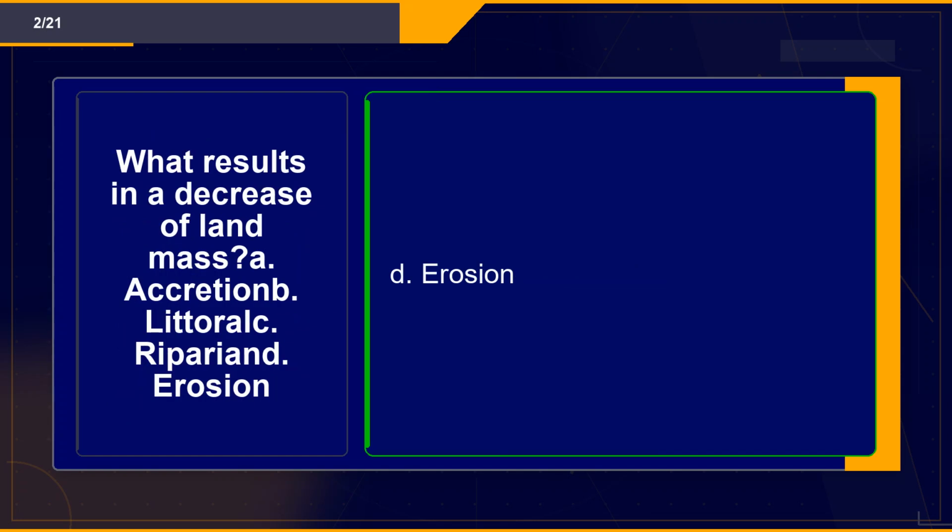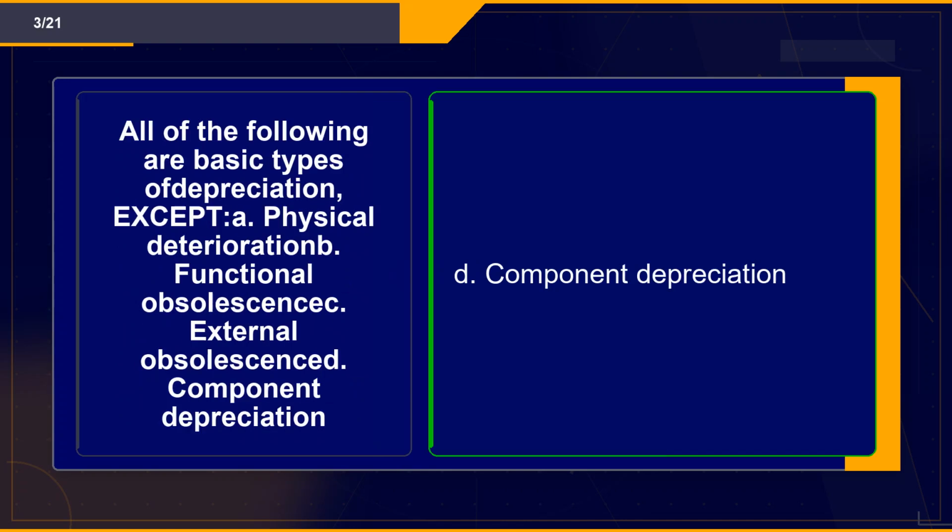Flashcard 2. Term. What results in a decrease of land mass? A. Accretion. B. Littoral. C. Riparian. D. Erosion. Definition. D. Erosion.